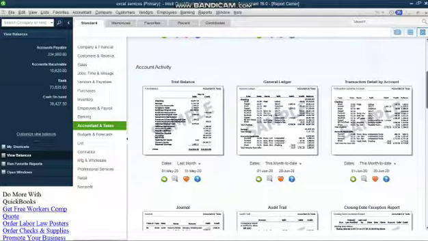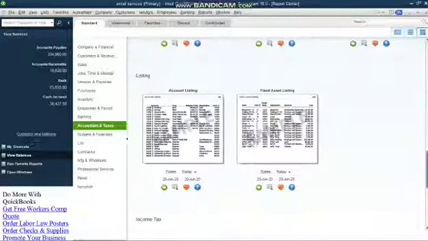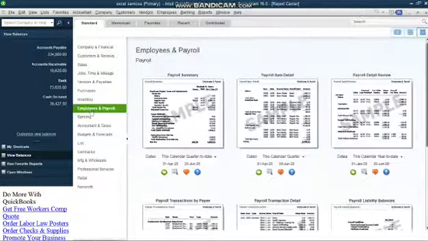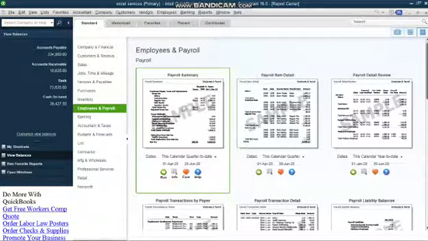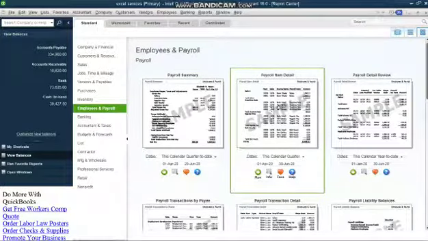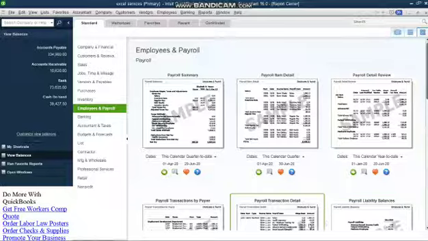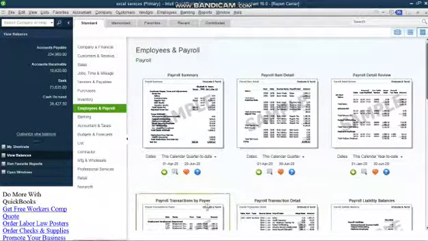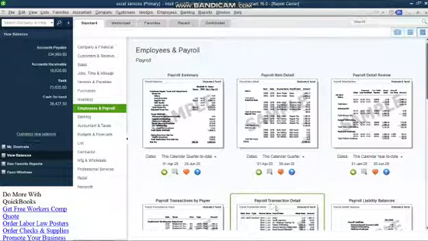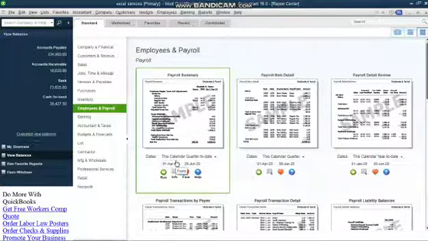There are lots and lots of reports. You can take your time and go through them. If you really understand the concept, there should not be any issue. You have employee and payroll. The payroll summary, what you pay to your employee. Payroll by item. Payroll detail. Payroll liability balances, what you are still owing. Payroll transactions by payee. Payroll transaction detail. So all these are multiple reports you can go through anytime you want.